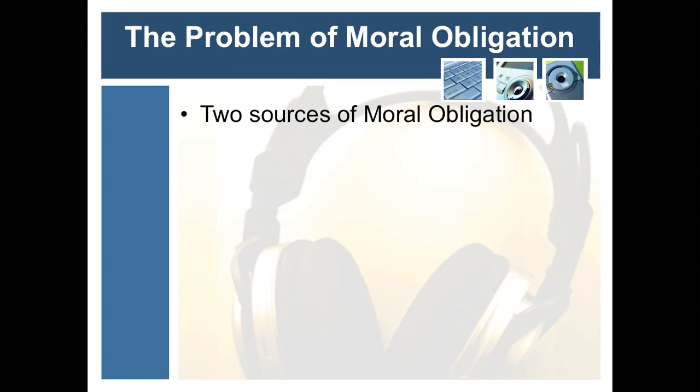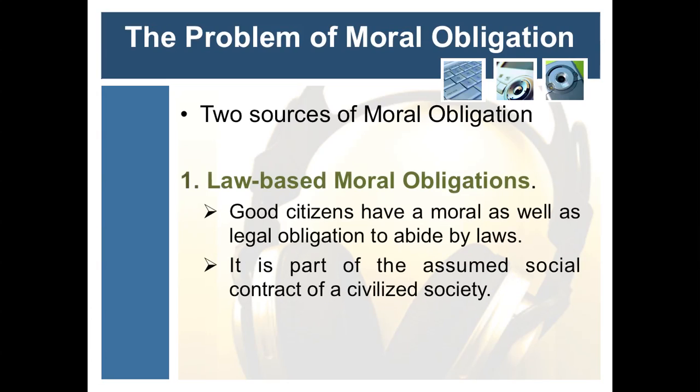Two sources of moral obligation. So first, we have the law-based moral obligations. Good citizens have a moral as well as legal obligation to abide by laws. It is part of the assumed social contract of a civilized society.